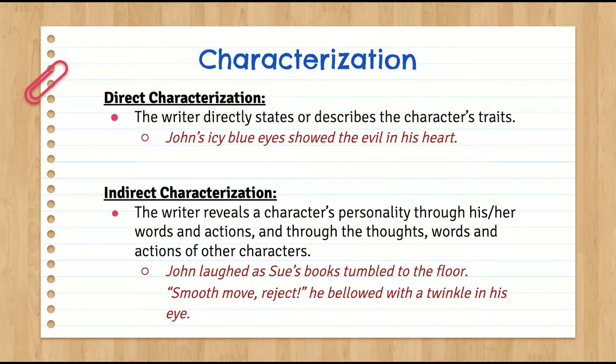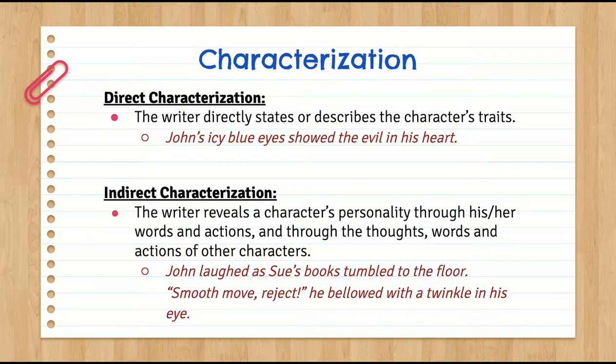All right, moving on to direct and indirect characterization. It is very important that you know the difference between these two things because you will be seeing them several times and you will be needing to identify it and then eventually be able to kind of work this in to things yourself. Direct characterization. It sounds exactly like what it's called. It's the writer directly stating or describing the character traits. They're going to come right out and tell you about the character through their words.